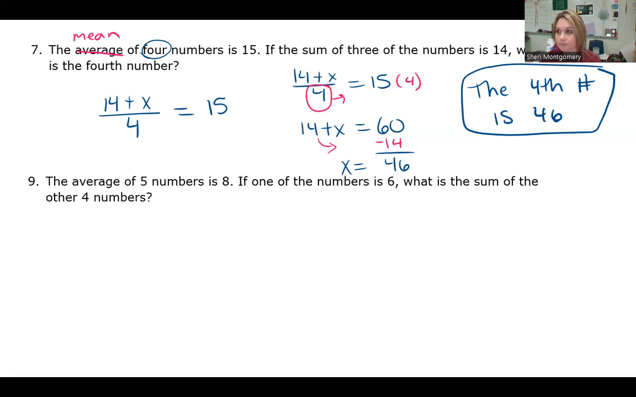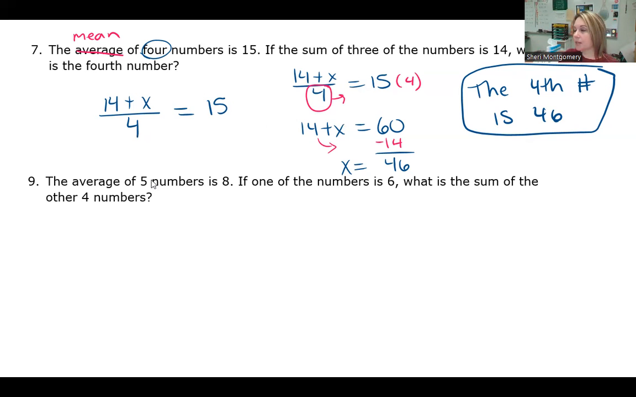How is the average 15? Good question. So the other ones must be pretty small. So let's double check. Do 14 plus 46. Type it in. Okay, now divide that by 4. You get 15. So it does work. So the 4th number is 46.